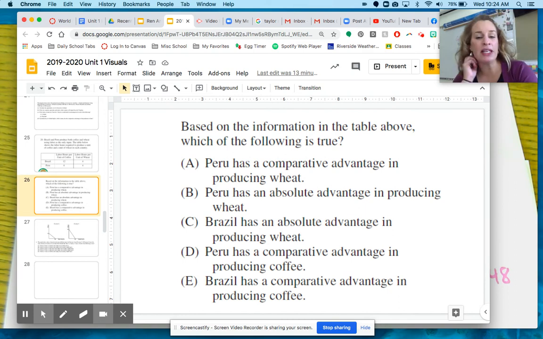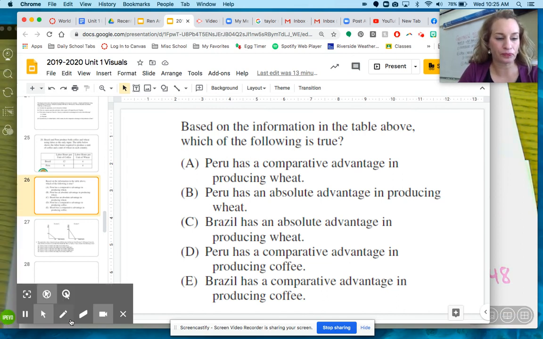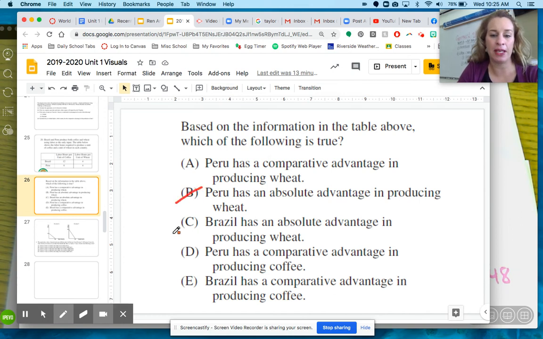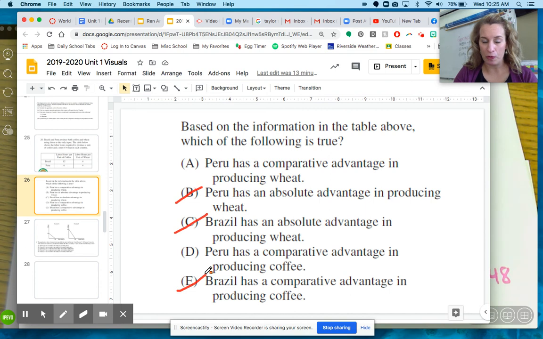Okay, so the first thing is that there should be no absolute advantages in wheat. So right now, I can cross out B, and I'm going to cross out C because that can't be possible with the data we have. I'm looking for Brazil to have the comparative advantage in wheat. So when I look at the options, there's only one option with Brazil, and it says that it has it in coffee. I know that's wrong.